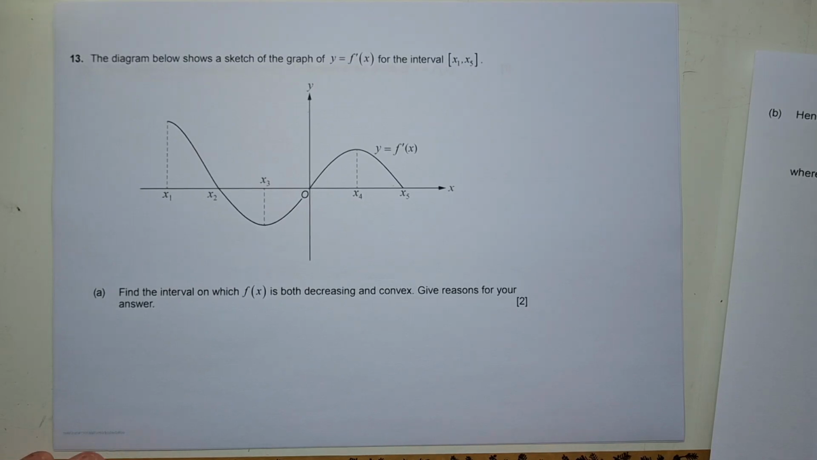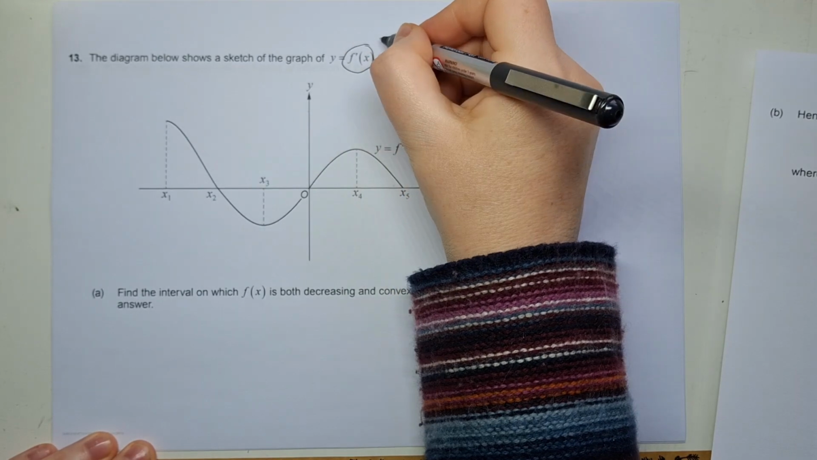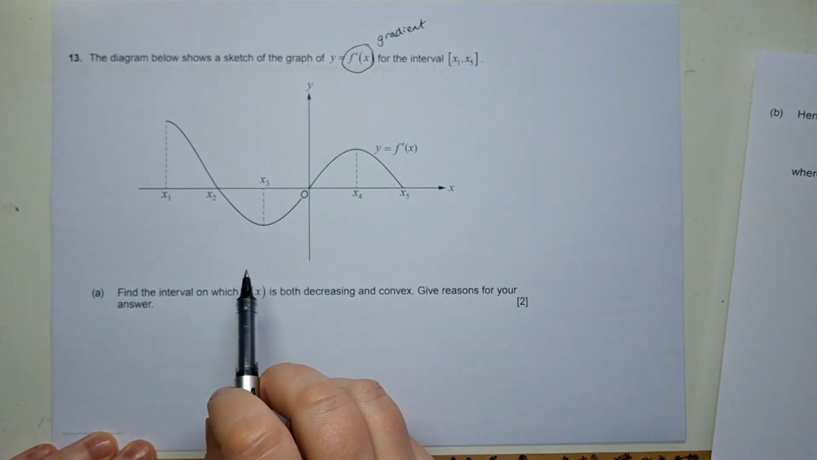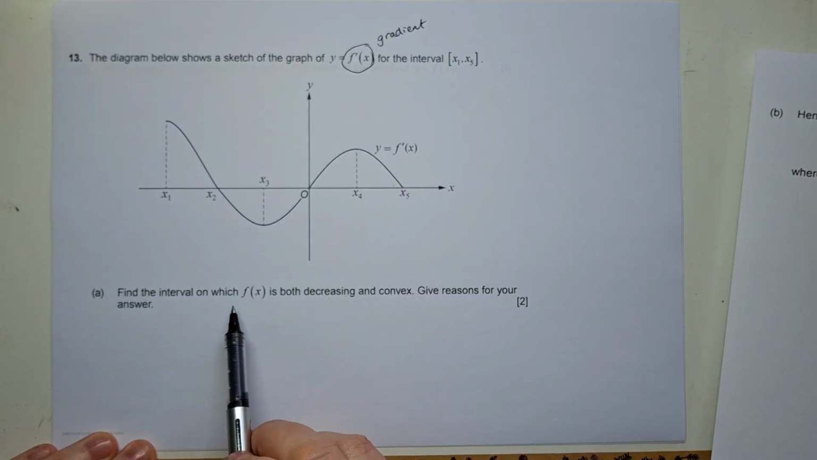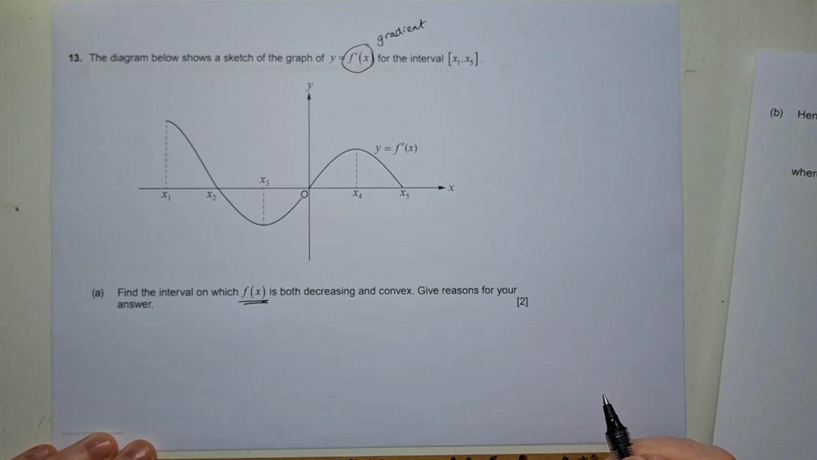Question 13a. The diagram below shows a sketch of the graph of f dashed x, so that's the gradient graph, for the interval x1 to x5. Question A says find the interval on which f of x is both decreasing and convex.